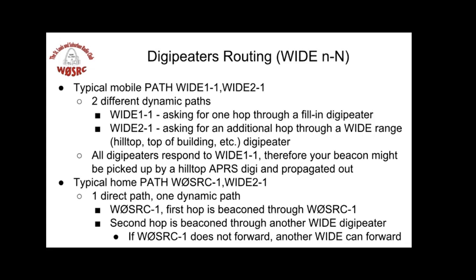So, typical mobile path: wide 1-1, comma wide 2-1. Those are two different dynamic paths. Wide 1-1 is asking for one hop through a fill-in Digipeater. And wide 2-1 is asking for an additional hop through a wide Digipeater on a hilltop or the top of a building. Okay? That is, again, what you probably want to put in as your path on your mobile. And all Digipeaters respond to wide 1-1. Therefore, your beacon might be picked up by a hilltop APRS Digi and propagated out.